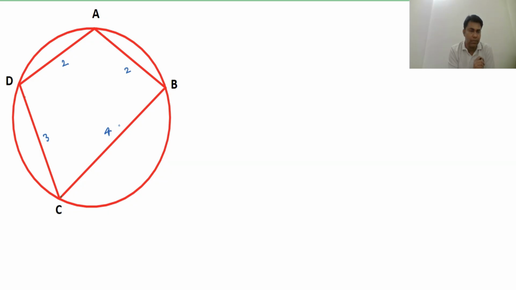In today's video, we are going to solve this nice geometry problem that is asked in Olympiad mathematics. In this question, ABCD is a cyclic quadrilateral and sides AD, DC, CB and BA are given as 2 units, 3 units, 4 units and 2 units respectively. We have to find out the radius of the circle. So in order to find the radius, first we will be using a construction.